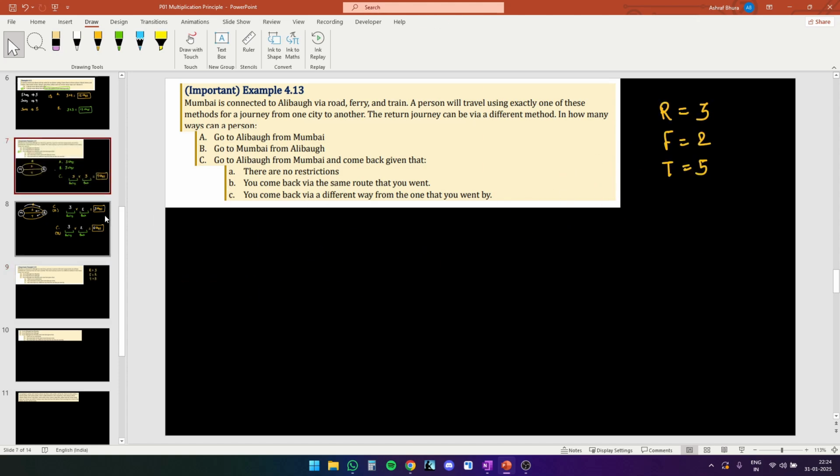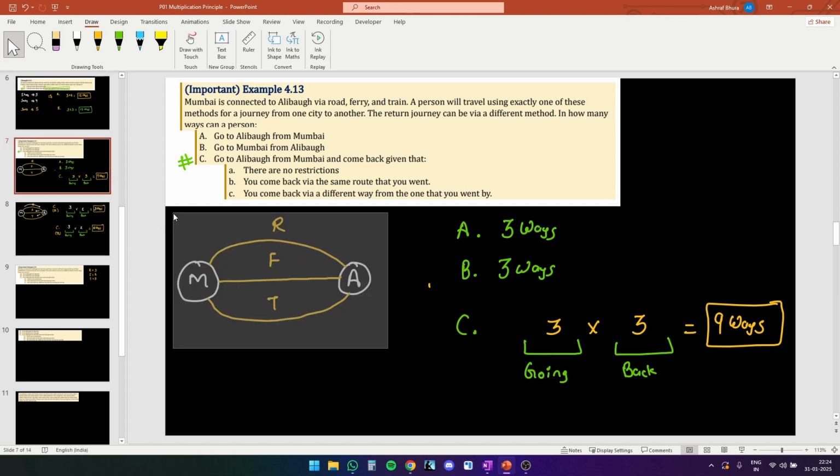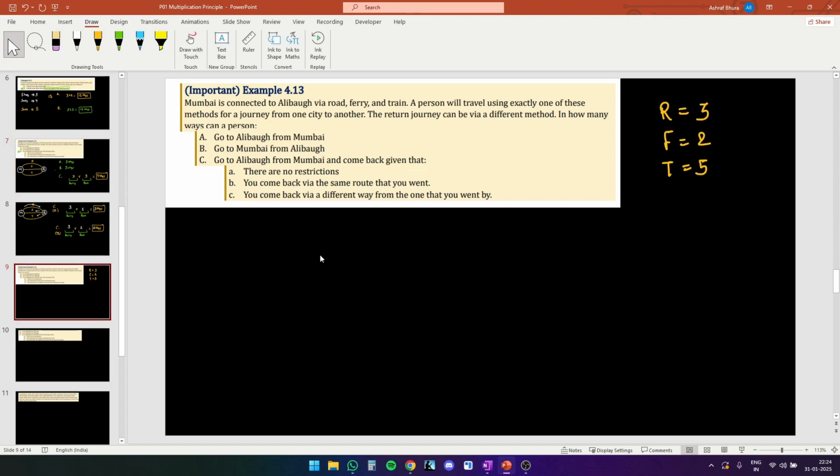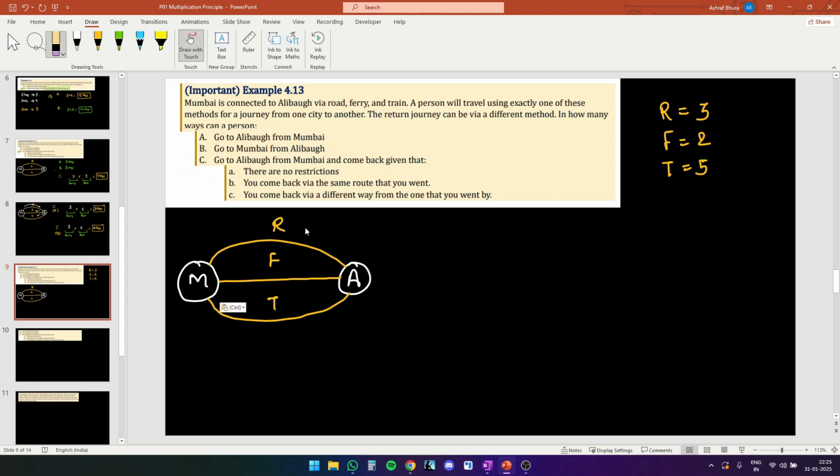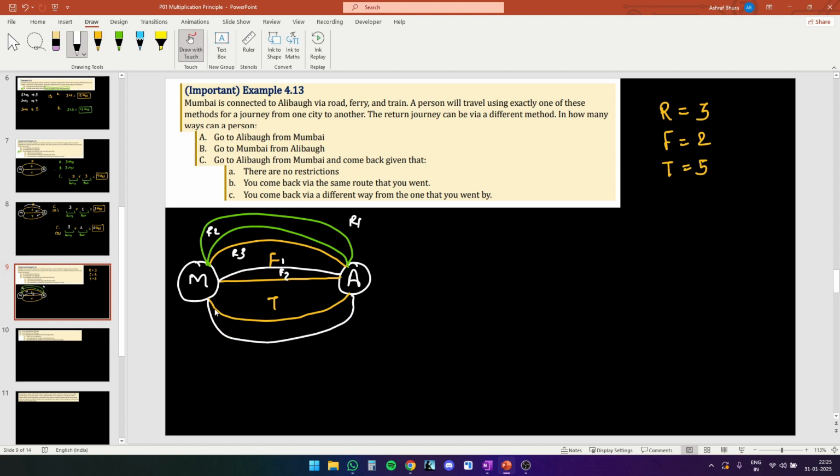So if I take this diagram, I have just increased the ways to reach here. So for example, I will draw it for road. So either I can go by this road, or I can say this is road 2 and this is, let's say, road 3. So either I can go via this road 1, or via this road 2, or via this road 3. Okay, same way I have one more in ferry. This is F1 and this is F2, and same way I will be having 5 routes for trains. Okay, this is T1, this is T2 and this is T5. Let's come back to the question.